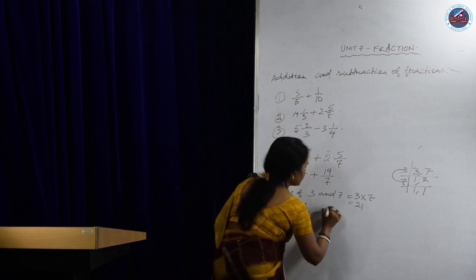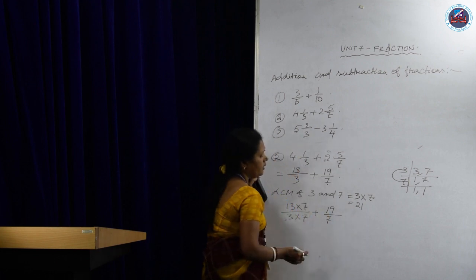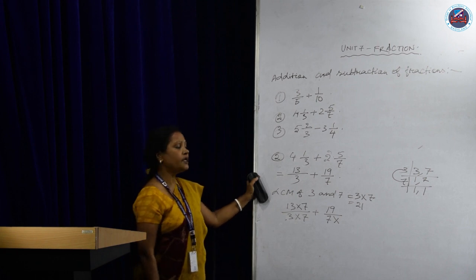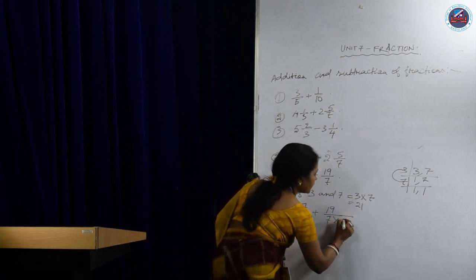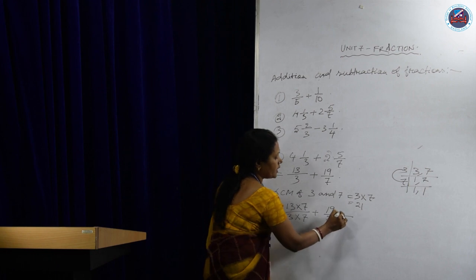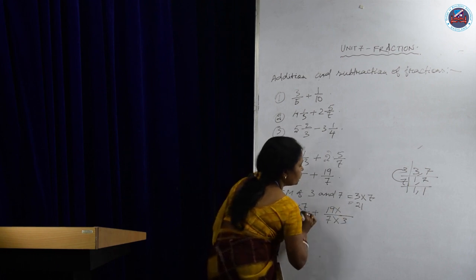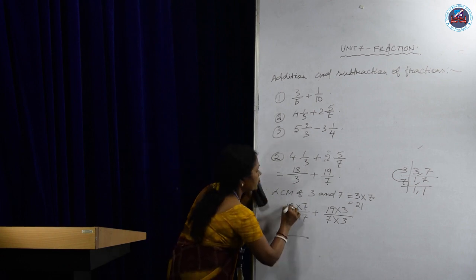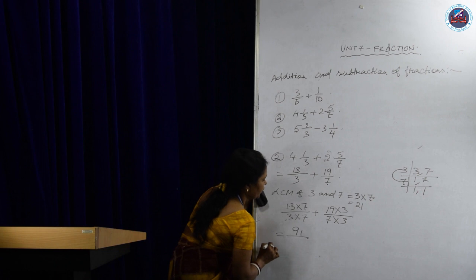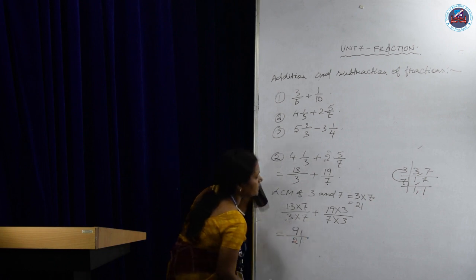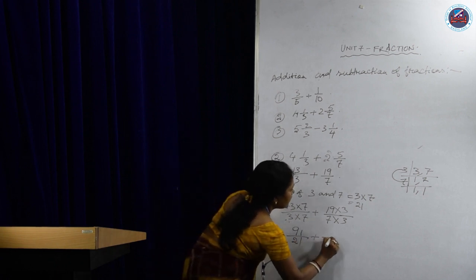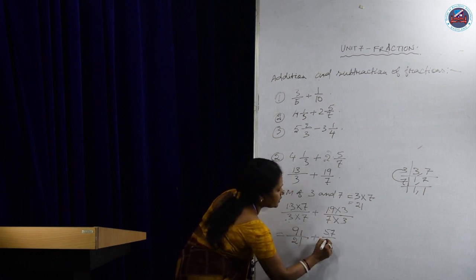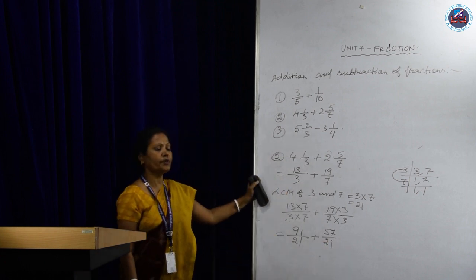Plus, take the next fraction, 19 by 7. In 19 by 7 also you have to convert your denominator to 21. So 7 has to be multiplied by 3 because 7 3s are 21. Likewise your numerator should also be multiplied by 3. Now 13 7s are 91 is your numerator and 3 7s are 21 is your denominator. Plus 19 3s are 57 is your numerator for the second fraction and 7 3s are 21 is your denominator.